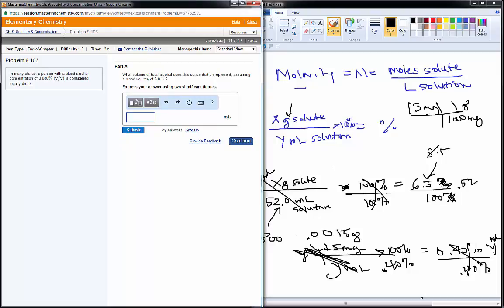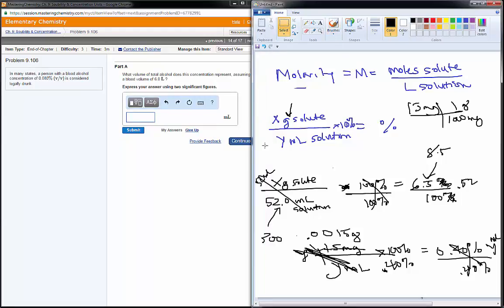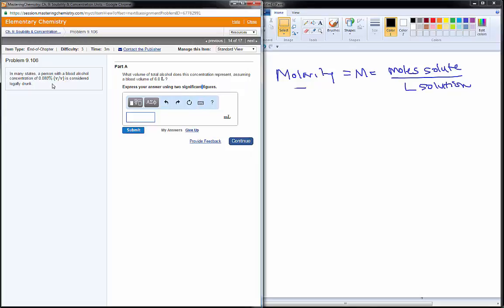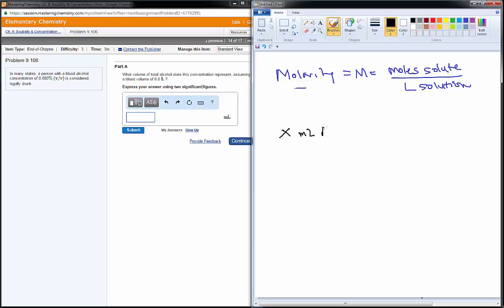Here we go. Person with a blood alcohol volume of 0.08%. This is a volume per volume because alcohol is a liquid, and so it's more convenient to express this percentage as a ratio of volumes and not mass. But in this case, we're going to use milliliters because it's always grams or milliliters. So what volume of total alcohol does this represent? Assuming a blood volume, that's the total solution, of 6 liters. So again, they want to know X milliliters of solute, in this case alcohol, in 6 liters of solution, which is 6,000 milliliters of blood.